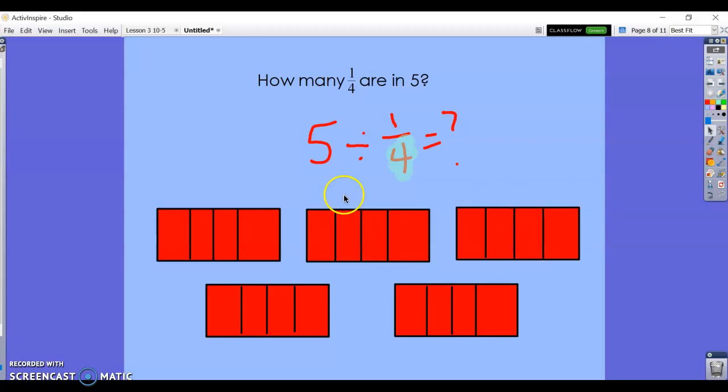All right, so I have taken my 5 wholes and I have split them into 4 equal pieces. Now I need to find how many pieces I have. So 4, 8, 12, 16, 20 total pieces.